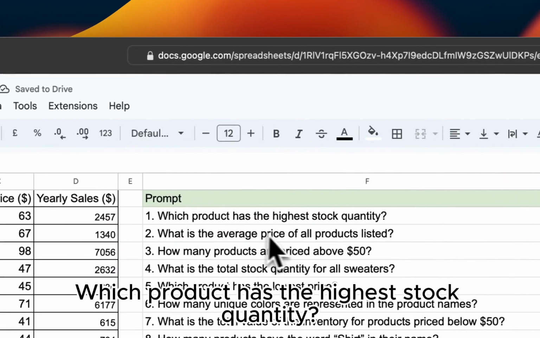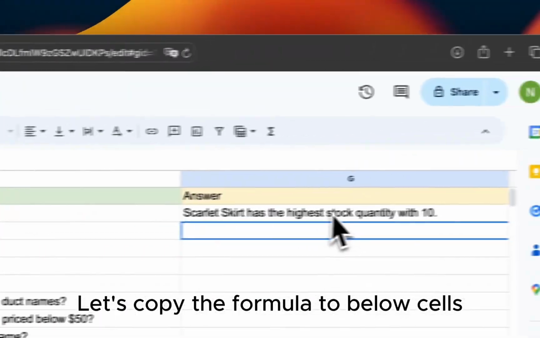Which product has the highest stock quantity? Scarlet. Correct. Let's copy the formula to below cells.